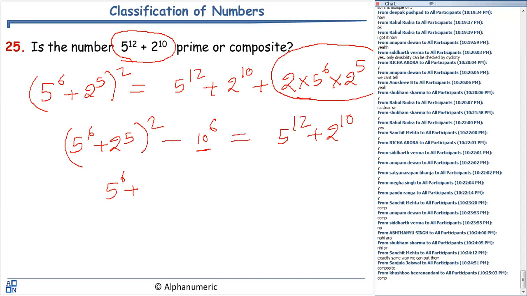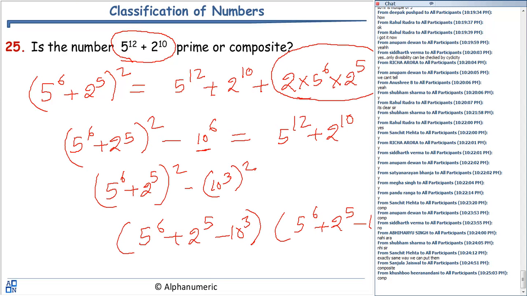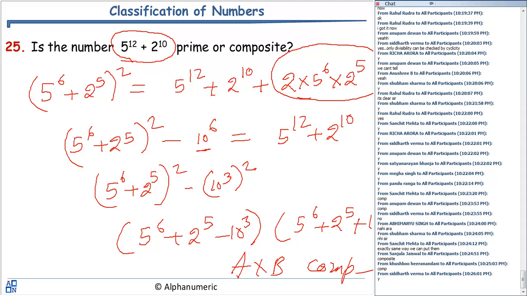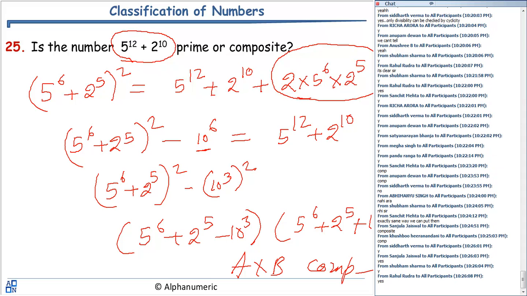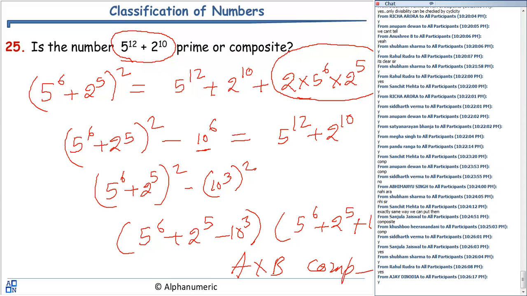Now a square minus b square is a minus b into a plus b. So 5 raised to power 6 plus 2 raised to power 5 minus 10 cube into 5 raised to power 6 plus 2 raised to power 5 minus 10 cube. So this is a product of two numbers a into b. So this is a composite number. Is it clear now? Subham, Abhimanyu, the same method which I had used for the previous question. Writing it as a product of two numbers. Okay. So can we move ahead to the next slide?